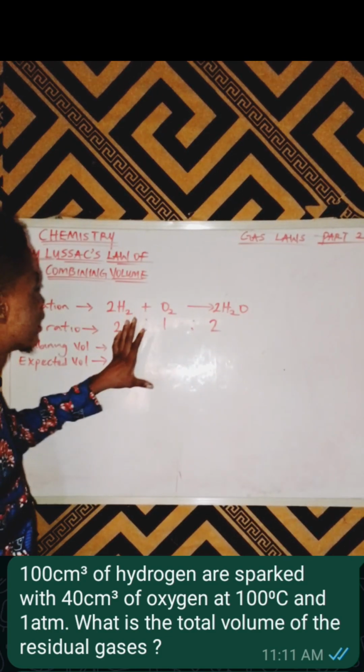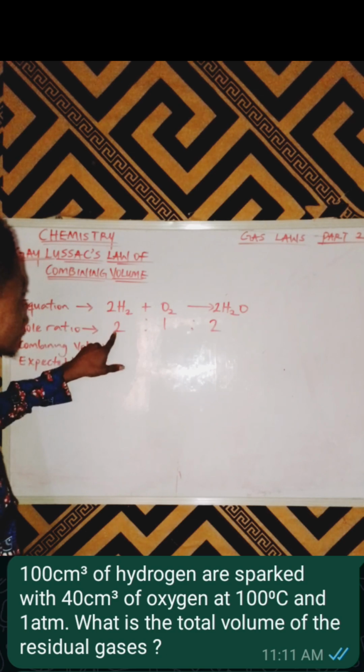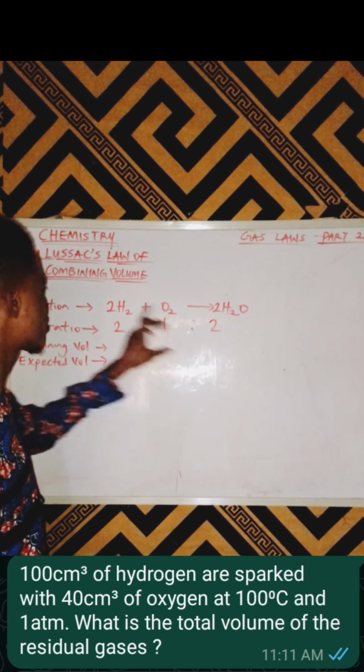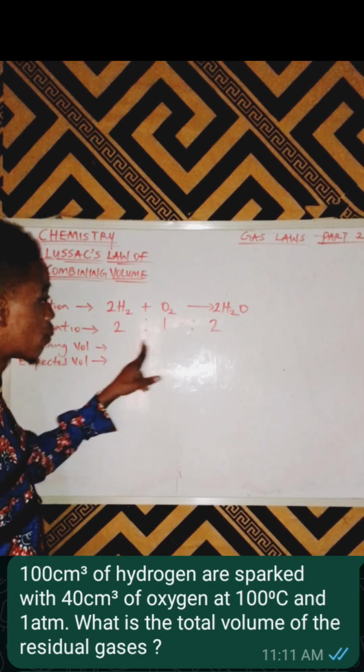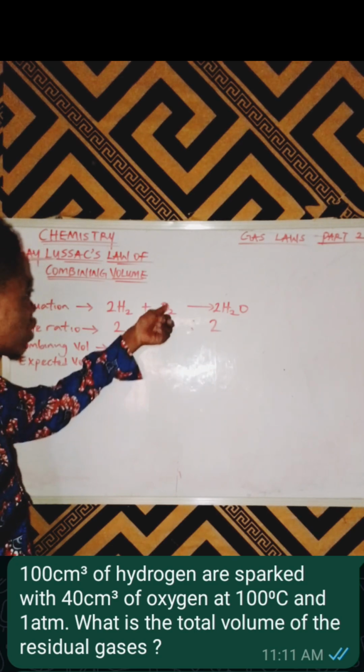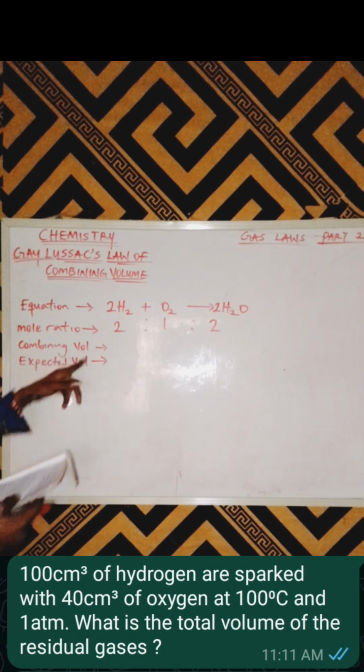From this, you should know that since hydrogen has 2 and the product has 2, hydrogen and the product formed are going to have the same volume, and oxygen is going to be half of them. Just calm down if you don't understand. Now let's read the question. This one is combining volume.